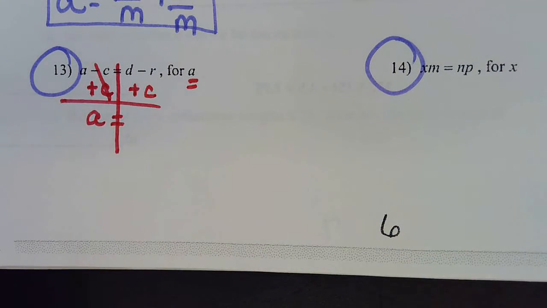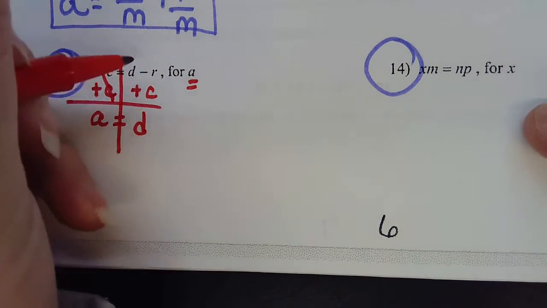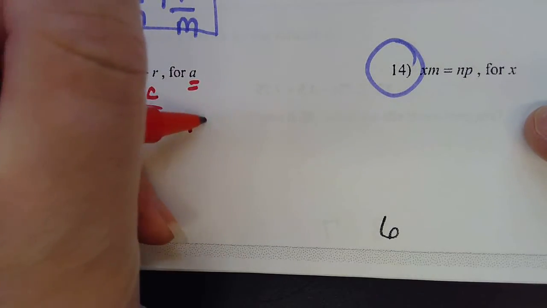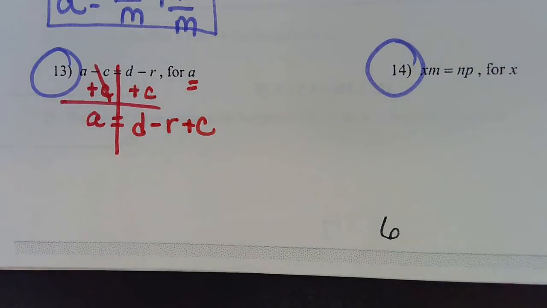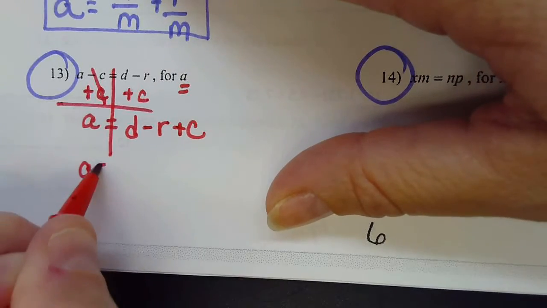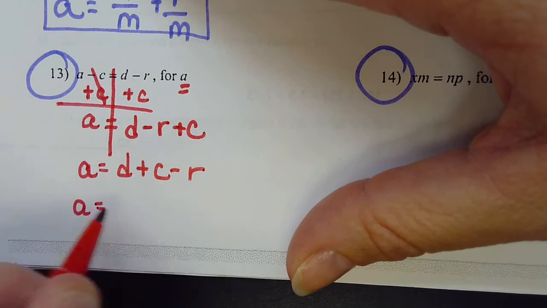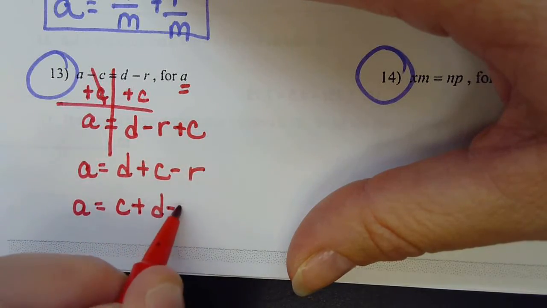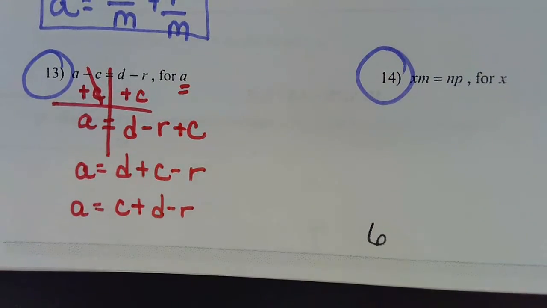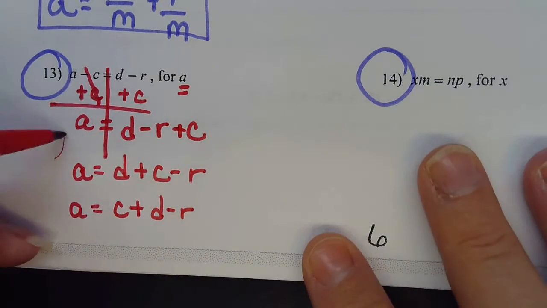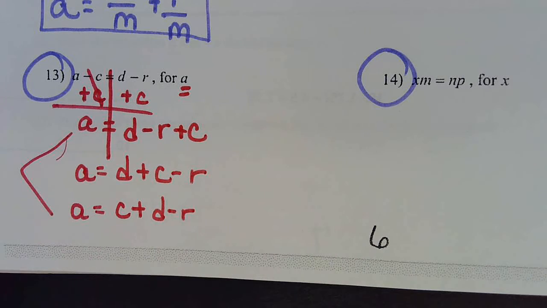Now, you can write this a bunch of different ways. As long as you have a D, as long as you have a negative or a minus R somewhere, and then you have to have a plus or a positive C. That's one way you could write it. You also could have D plus C minus R, or C plus D minus R. The main thing is just to make sure that your C is positive, your D is positive, your R is negative. These are all correct. Any questions there?